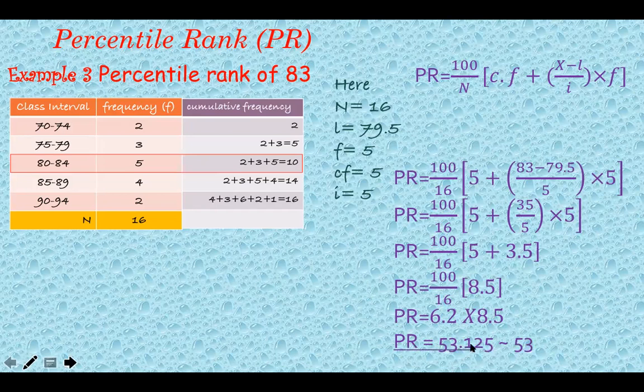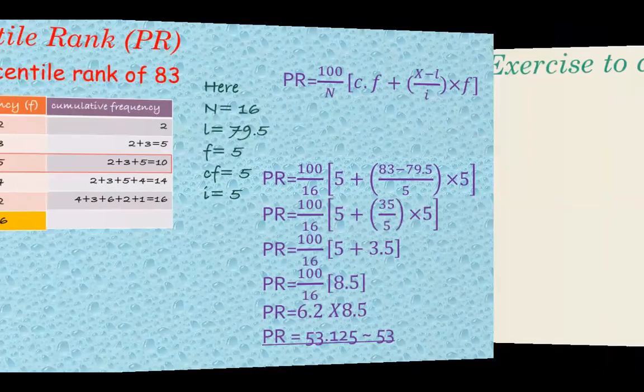If it is higher than 5 here, suppose 6, 7, 8 or 9, then it will be 54. Now, what is this percentile rank of the 83rd score, which is 53? What does it depict? It depicts that below the score of 83, there are 53% of the cases. Okay, 53% of the cases lie below the score 83. These days, this percentile rank is used in the NEET and JEE exams. Now it's clear to you how to find the percentile and the percentile rank.